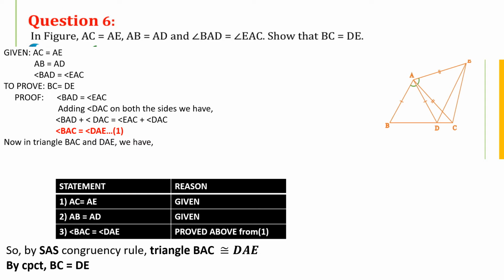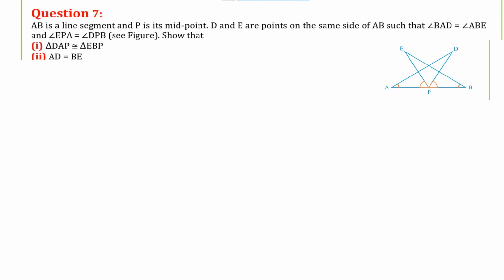Hope you understood this question clearly. Now moving on to the seventh question. AB is a line segment and P is the midpoint. So you can see clearly here in the figure, AB is a line segment and P is the midpoint of AB. So what do you mean by midpoint? Midpoint means this line segment is divided into two equal parts. So AP will be equal to PB.